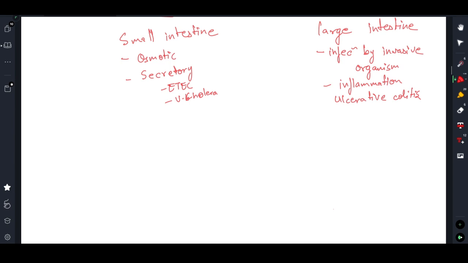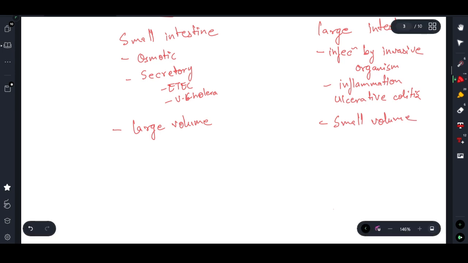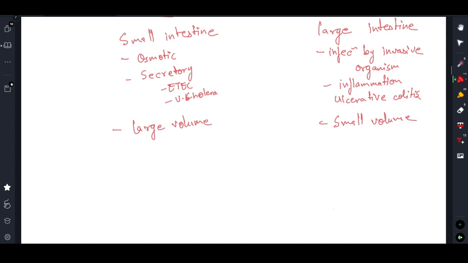So you can say that in small intestinal diarrhea, you have a large volume diarrhea. The volume of stool is large. Whereas in large intestinal diarrhea, the volume of stool is low. So it is a small volume diarrhea, right? So this was the discussion on volume. Now also one point to remember is that in small intestinal diarrhea, the frequency or urgency is less as compared to large intestinal diarrhea, right?